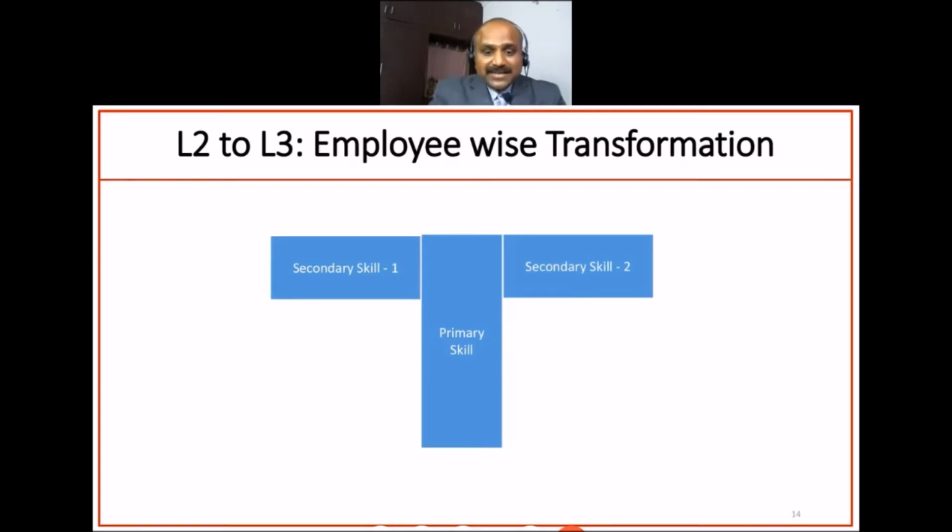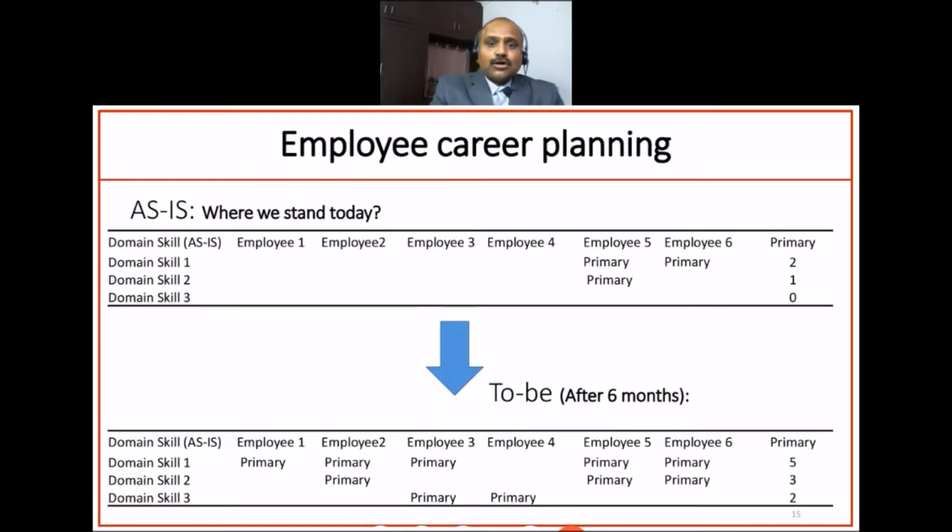So at the end of this, we see that every person chooses, I am skilled in domain 1, technology 1, and I want to take domain 2 and technology 3 as my secondary skills, and I want to set a target of 9 months, 12 months, 6 months, whatever it is. People will come up with that particular wish list. Then there is another tool called employee career planning.